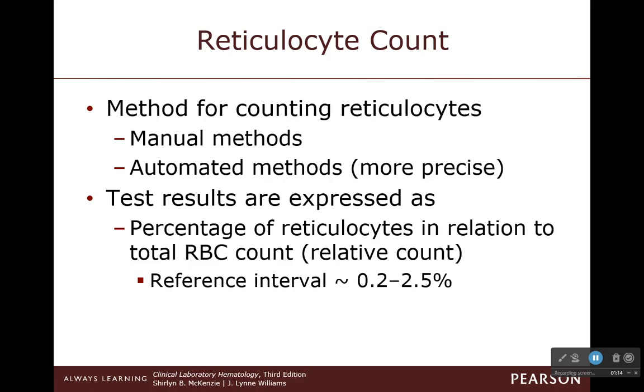So, of course, it's always going to be more precise. The more cells you count, the more precise it's going to be. Okay? So, reference interval, 0.2 to 2.5. I like 0.5 to 2.5. I think 0.2 is a little bit low, but that's what the book gave you, so I wouldn't ever mark it wrong. But 0.5 to 2.5 is a better range for reticulocyte count.